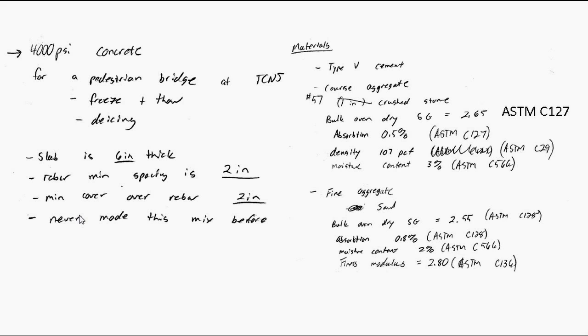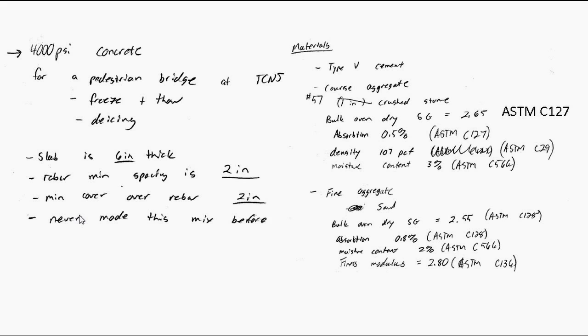Alright, in this video today, I'm going to talk about and go through an example of how you proportion a concrete mix design. So before you start designing a mix, you need an application for your mix. So we're going to design 4,000 psi concrete for a pedestrian bridge at the College of New Jersey. Since it's a bridge and it's outside, it's going to be exposed to freeze and thaw, and we're going to have to put some type of de-icing agent on it once in a while. Actually, this winter it's probably been more often than once in a while.